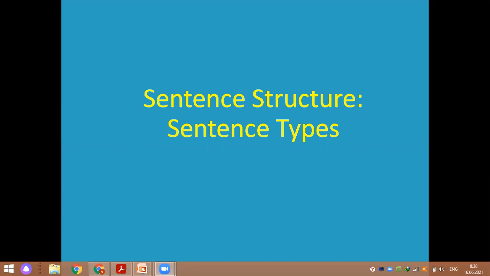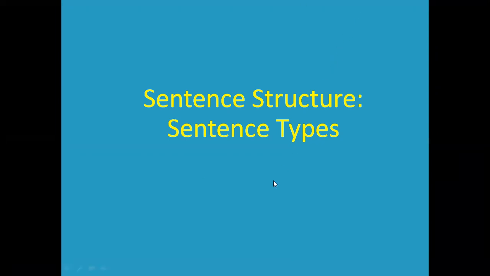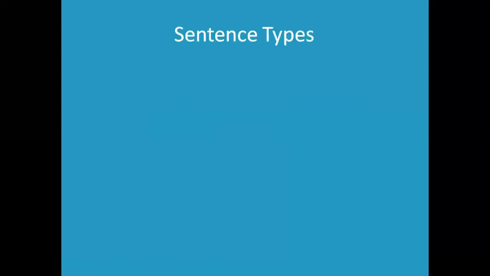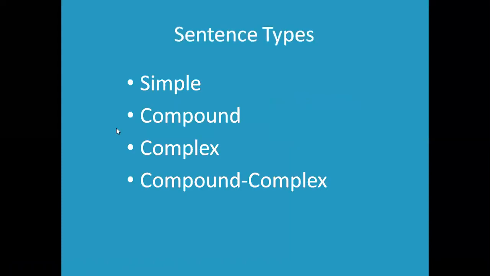Well, now I am going to give you brief information about the sentence types. According to English grammar, we can see sentence types, but according to the structure, there are 4 types of sentence. They are: the first one simple, the second one compound sentence, the third one complex sentence, and the last one compound-complex sentences.